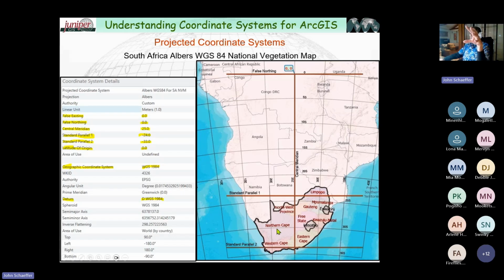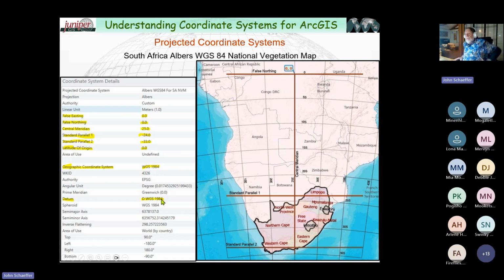And notice that these standard parallels are a little bit inside your area of interest. Obviously you're interested from here to here, but the standard parallels are a little bit inside, and I found that's pretty standard. And then the geographic coordinate system is GCS WGS 1984, World Geodetic System 1984, and the datum is WGS 84, same thing.